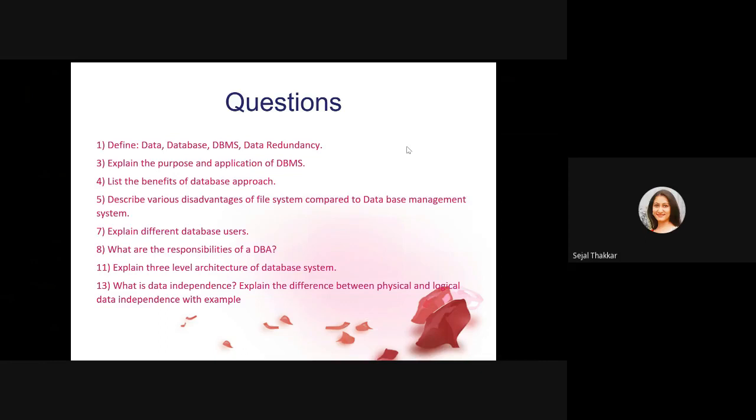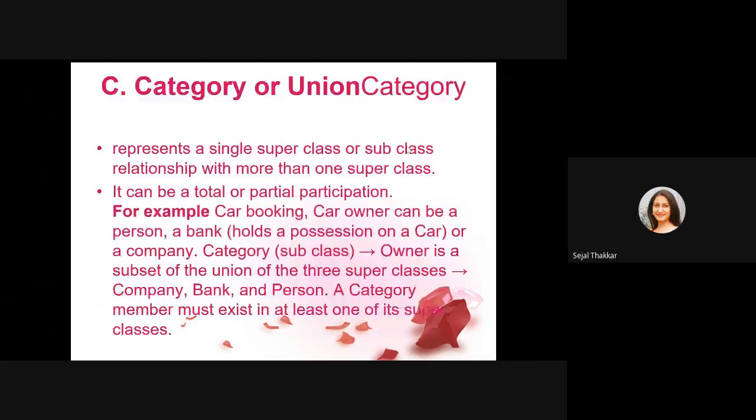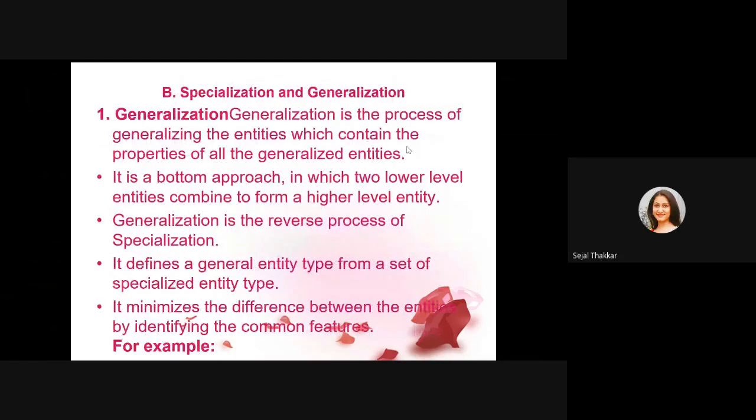The next is users of DBMS, meaning casual user, naive user, application programmer. The three-layer architecture has the layers internal, external, conceptual. Data independence, we have gone through physical and logical data independence. Mapping cardinalities are one to one, one to many, many to one, and many to many. Types of attributes are composite, derived, simple, and key attribute. Specialization, generalization, aggregation, we have seen in the previous slide. You can see here, this is aggregation, this is specialization, and this is generalization. You can explain it with an example.